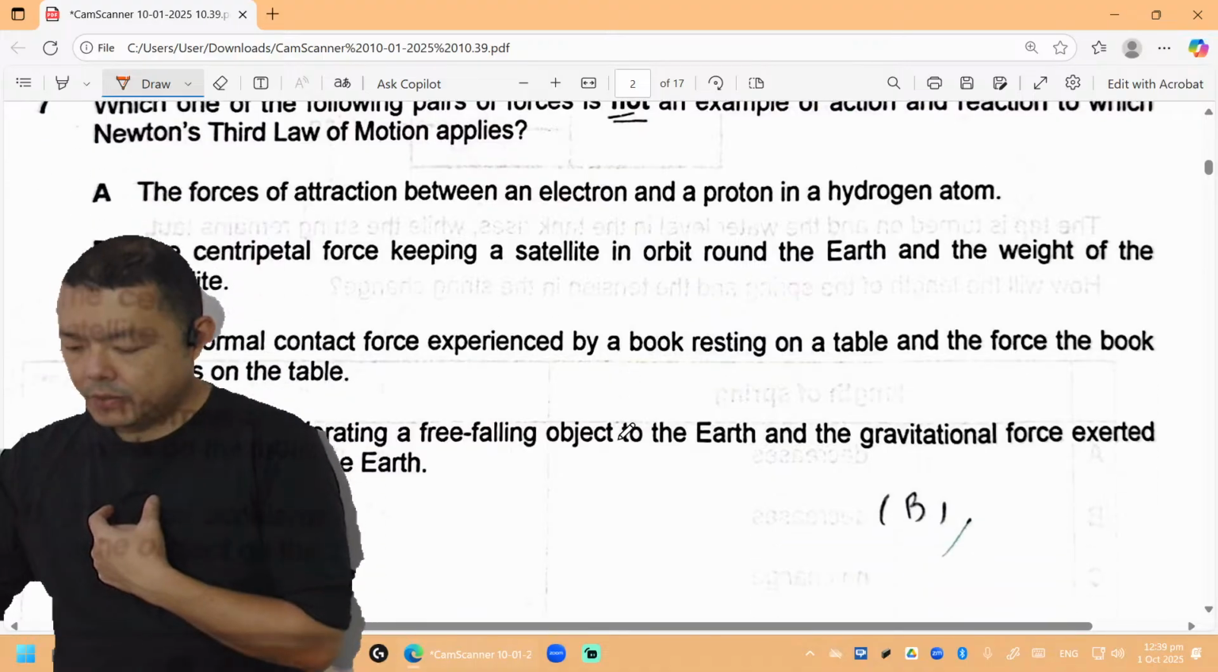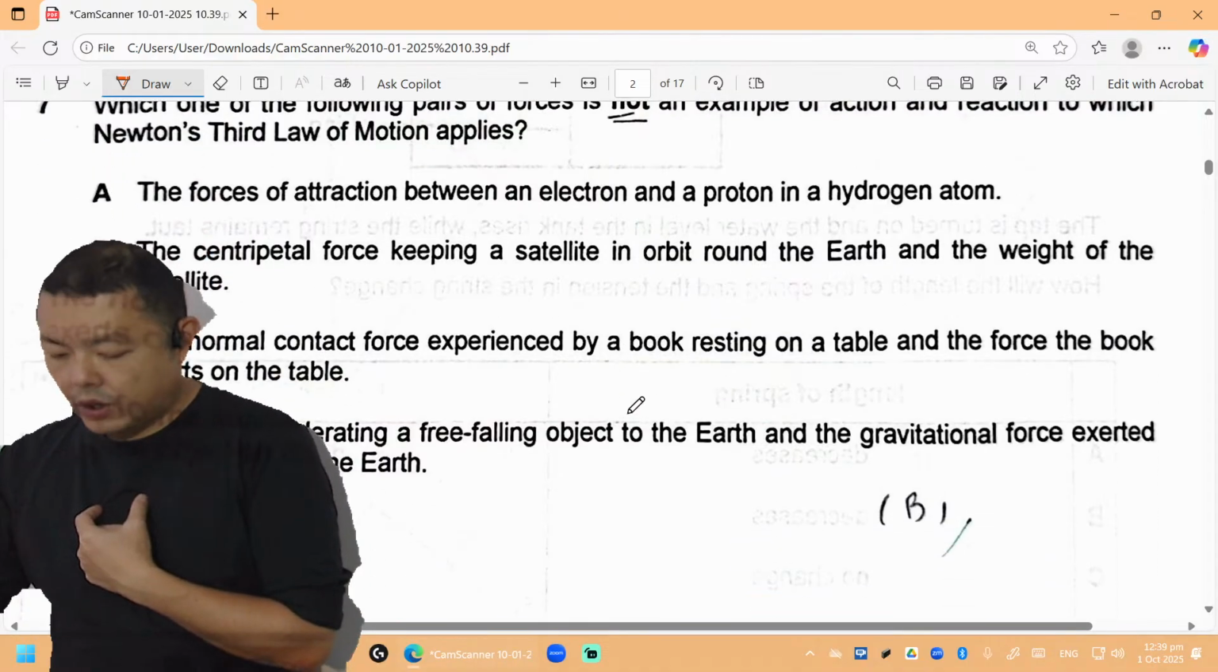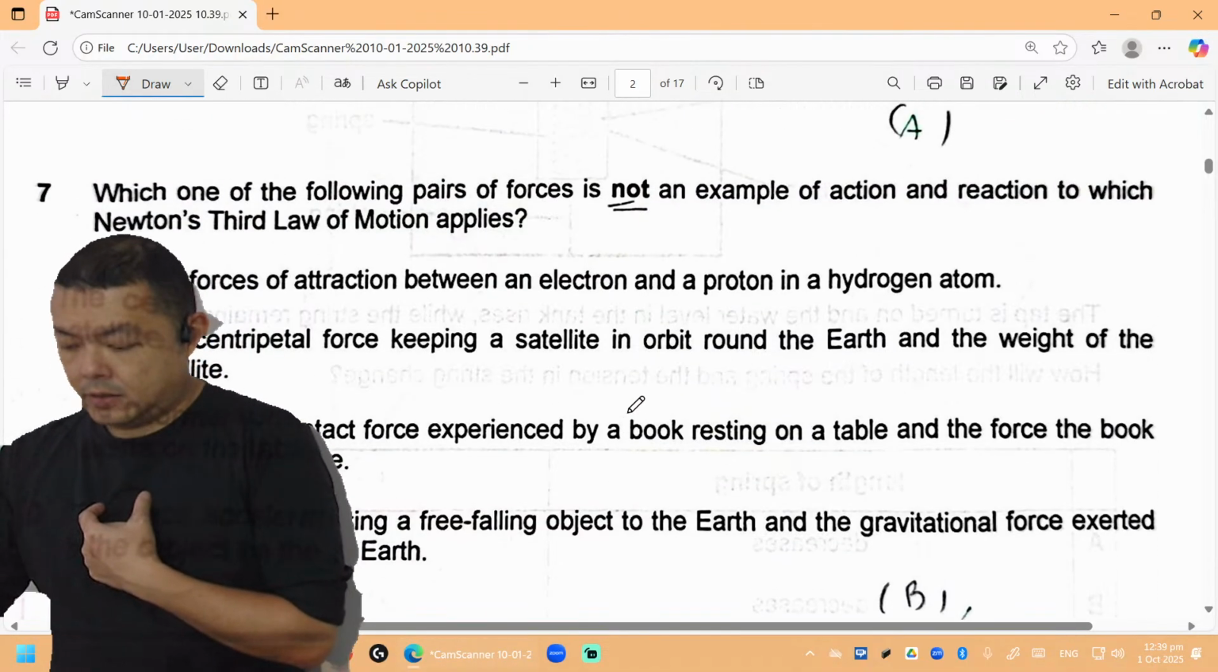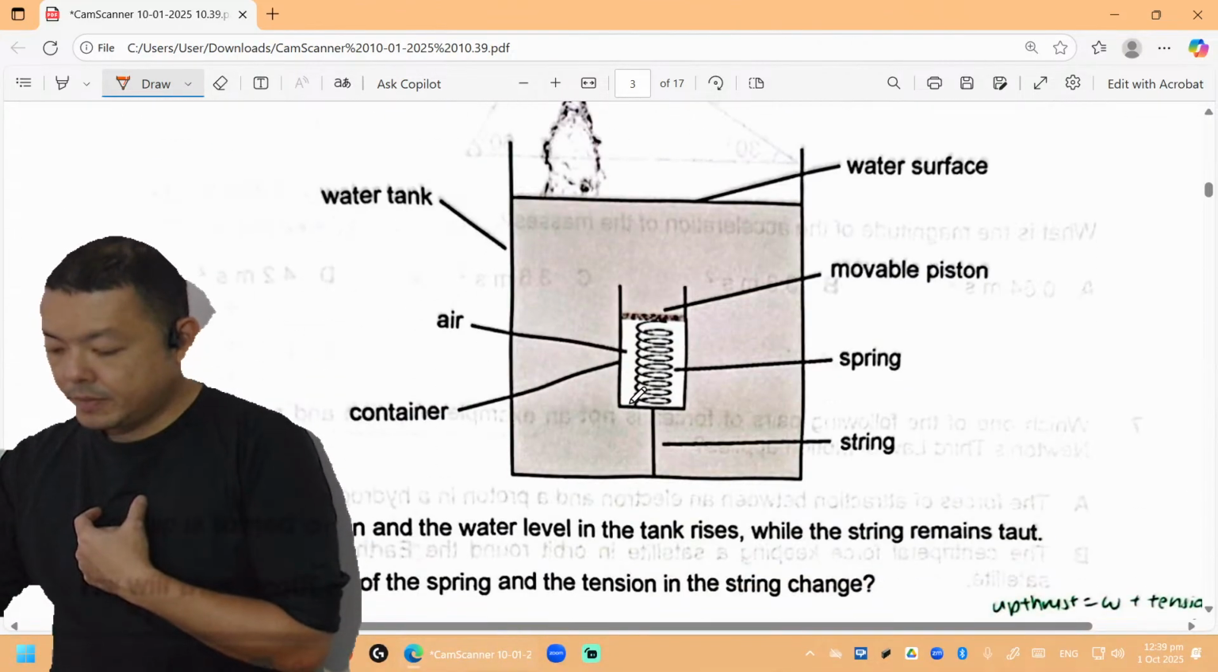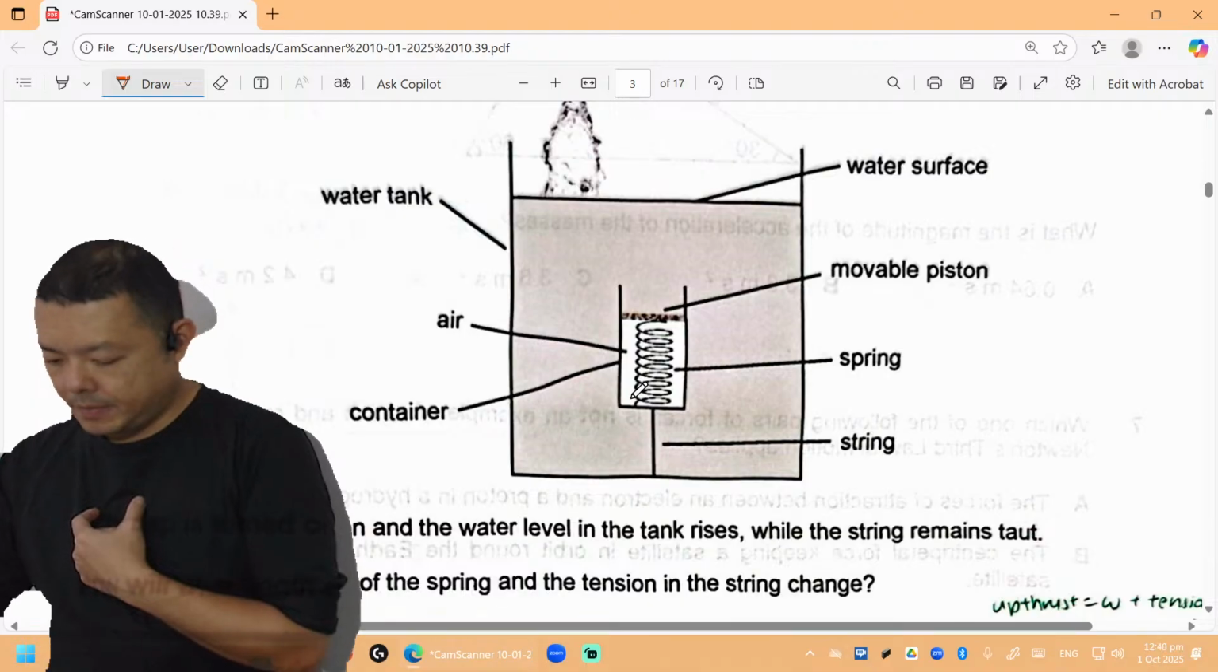Okay, next one. Which one of the examples is not right? Huh? Oh, you don't need this one, you just scan the whole paper. Okay. Is it this one? Huh? This one? Okay.